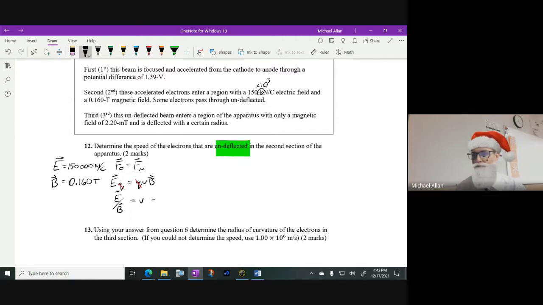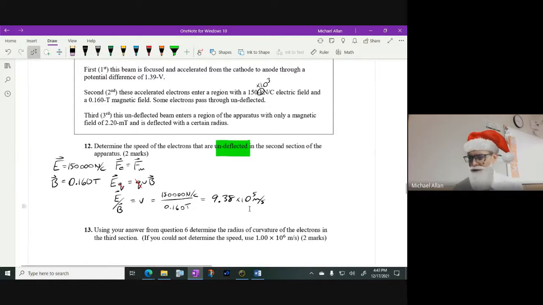And there we go. So plug your 2 numbers in, 150,000 Newton per Coulomb, and 0.160 Teslas. All right, what do we do? Flip it over twice. We think it's something big, like 900,000 here. So 938,000 meters per second. Okay.